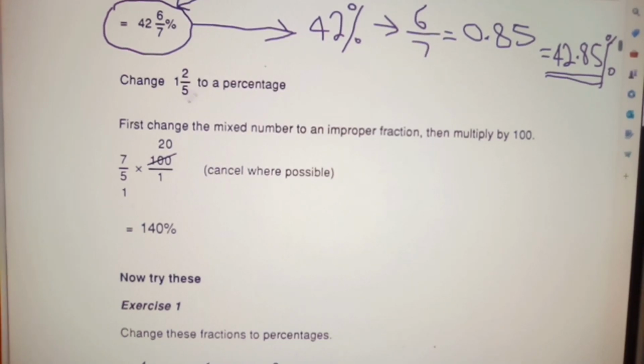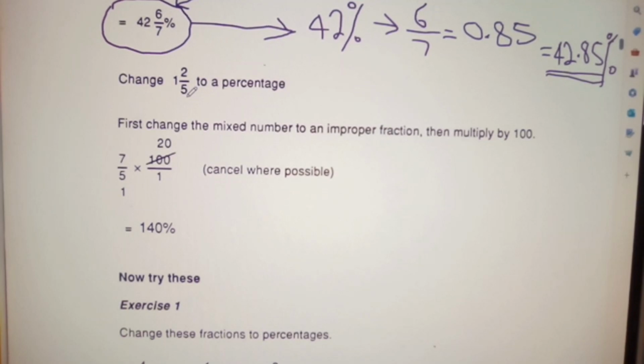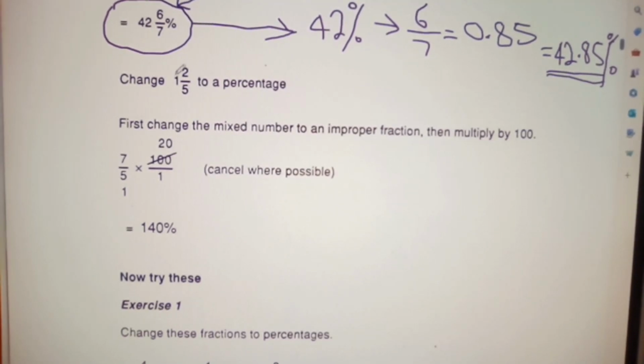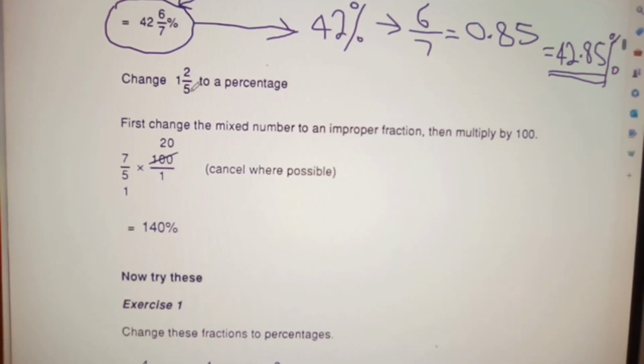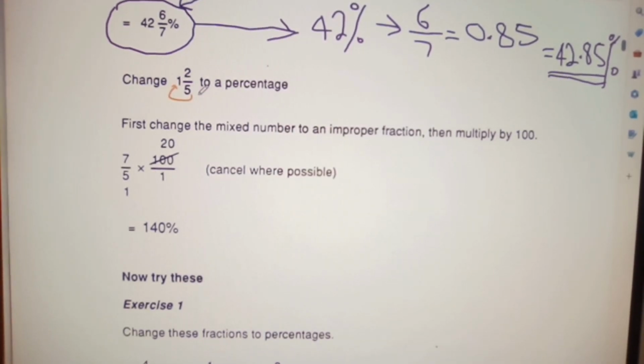So how did we do that? How do we get 7? 5 times 1 is 5, plus 2 is 7. Okay, that's how we got our 7. 5 times 1 is 5, plus 2 is 7. So that's how that becomes 7 here.